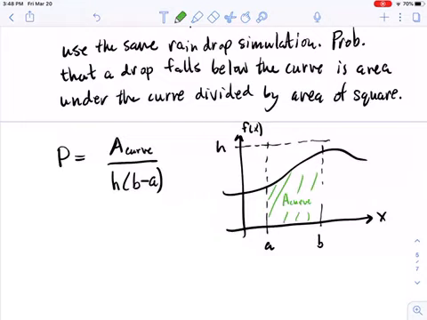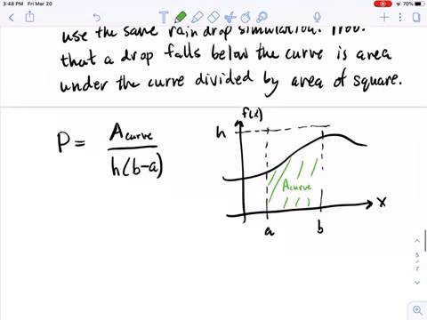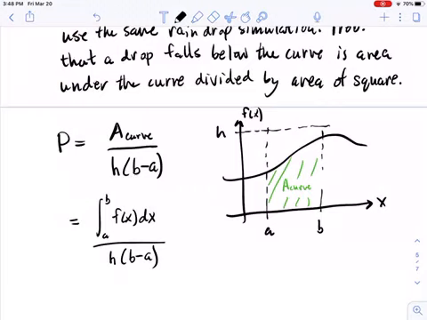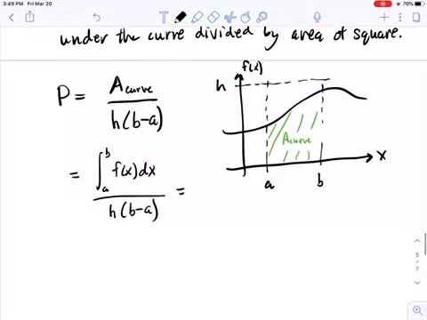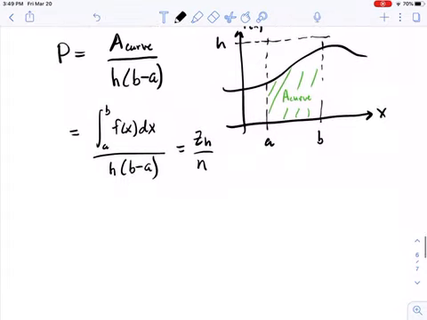And h times (b minus a) is the area of that rectangular box that we drew. But of course, the area under a curve is just exactly what the integral calculates. So that's the integral of f(x) divided by h times (b minus a). But p, just like for our calculation of pi, is the number of hits divided by the number of trials.